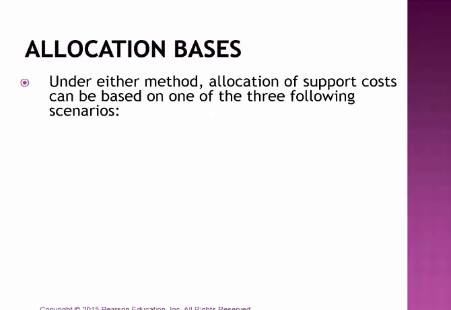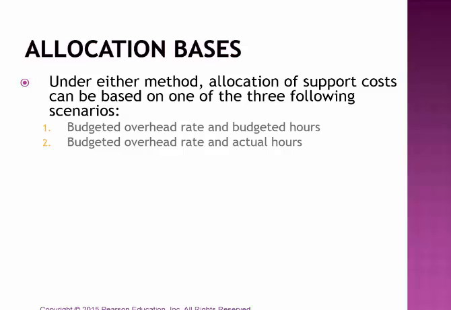All right. In regards to how we go about allocating, we can use different bases. Under each method, allocation of support costs can be based on one of the three following scenarios. We can allocate based on budgeted overhead rate and budgeted hours. We could also do it based on budgeted overhead rate and actual hours. We can even do it on an actual overhead rate and actual hours.